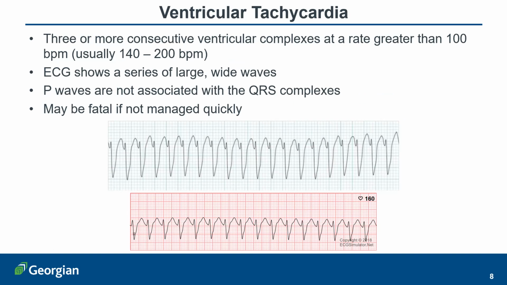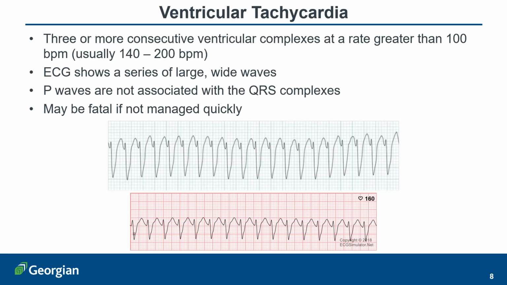In the case of ventricular tachycardia, you have the definition of 3 or more consecutive ventricular complexes at a rate greater than 100 beats per minute. Usually the rate is 140 to 200 beats per minute. In the ECG, you see a series of very large, wide QRS complexes. So overall, it looks like very large, wide waves that you're seeing.